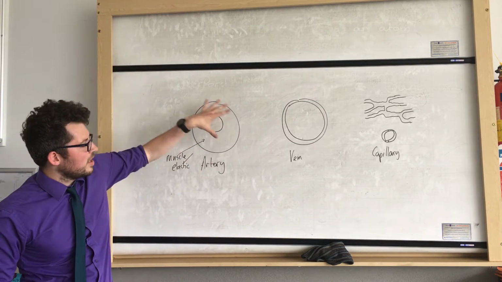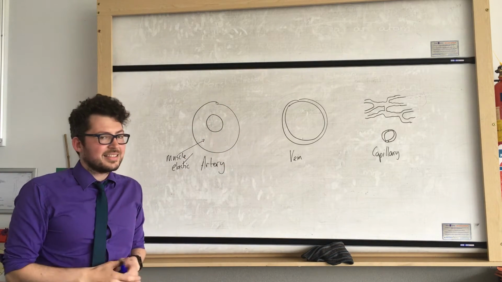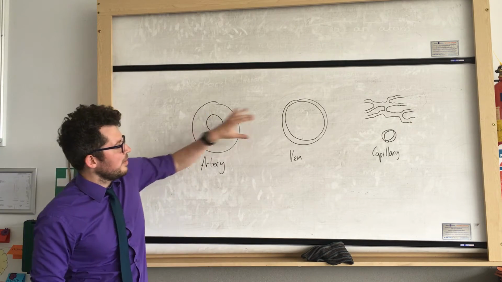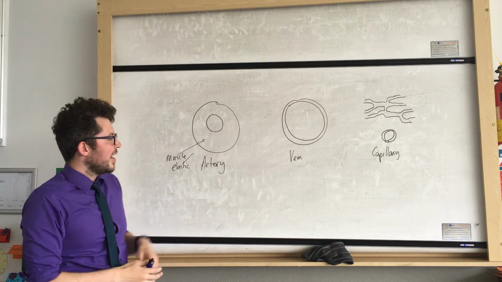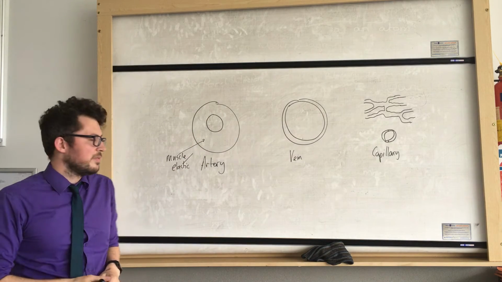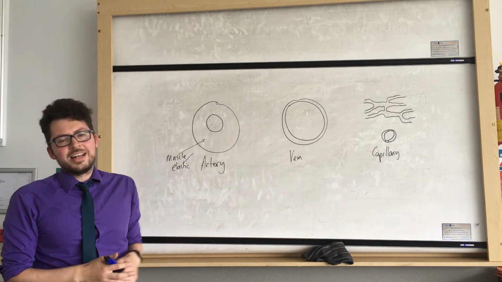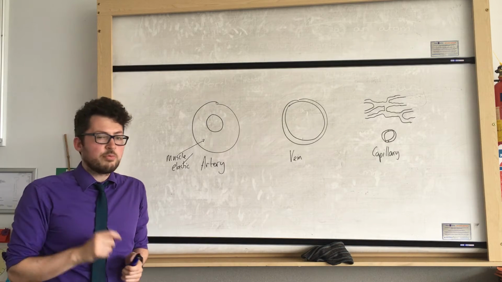So the wall of the artery is made of muscular and elastic tissue. Now these diagrams here are just showing it from an end-on perspective, if we cut through the artery and we're looking at it from an end-on perspective. So very thick, muscular and elastic to allow it to withstand that high pressure.